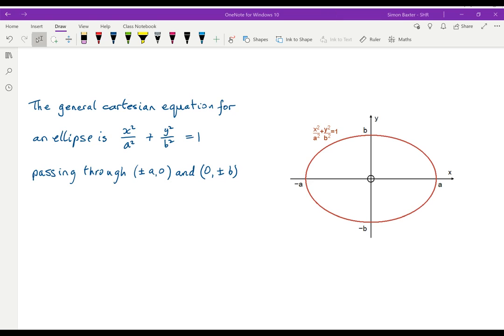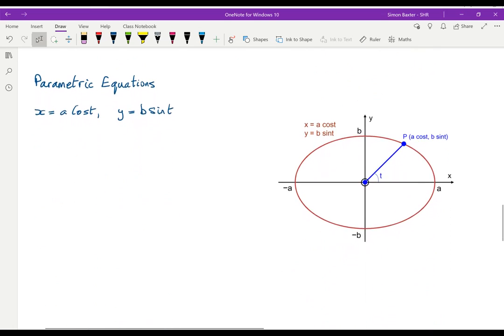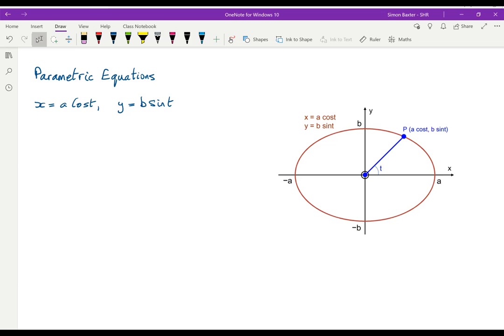So far, we've looked at the Cartesian equation for an ellipse. Let's look now at the parametric equations. If we look at these equations, then we have x is a cos t, y is b sine t. When t is 0, cos 0 is 1, sine 0 is 0. So when t is 0, we're at a, 0.